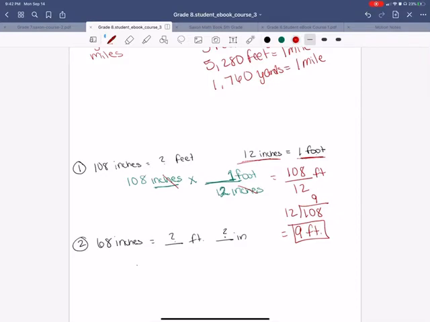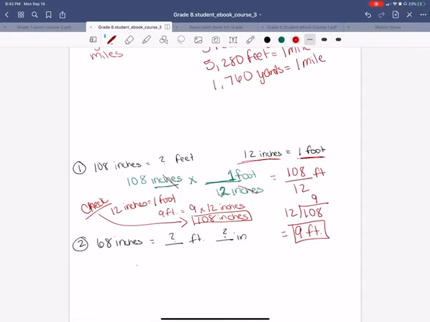How can we check ourselves? We know that 12 inches equals 1 foot. So if we take our 9 feet, I'm going to say 9 times 12 inches, which is 108 inches. So that's how we can check ourselves and realize that we come out with the same answer. So our answer is correct.